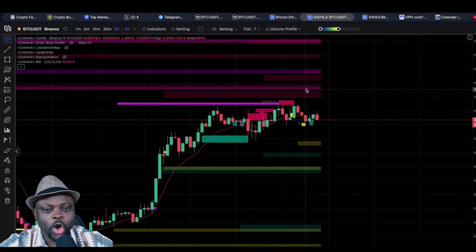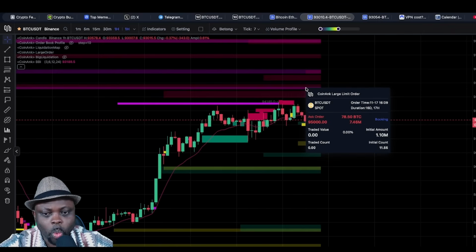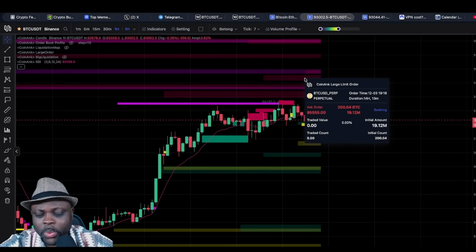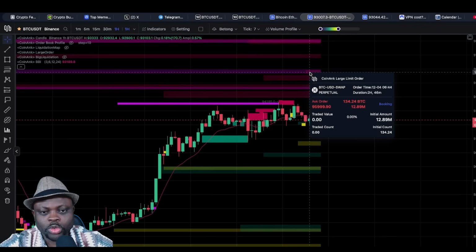And when I went up, I realized that, oh wow, we have more liquidity above price. A 19.12 million order around 95,500. We also have more liquidity around 95,900, which is 12.89 million.